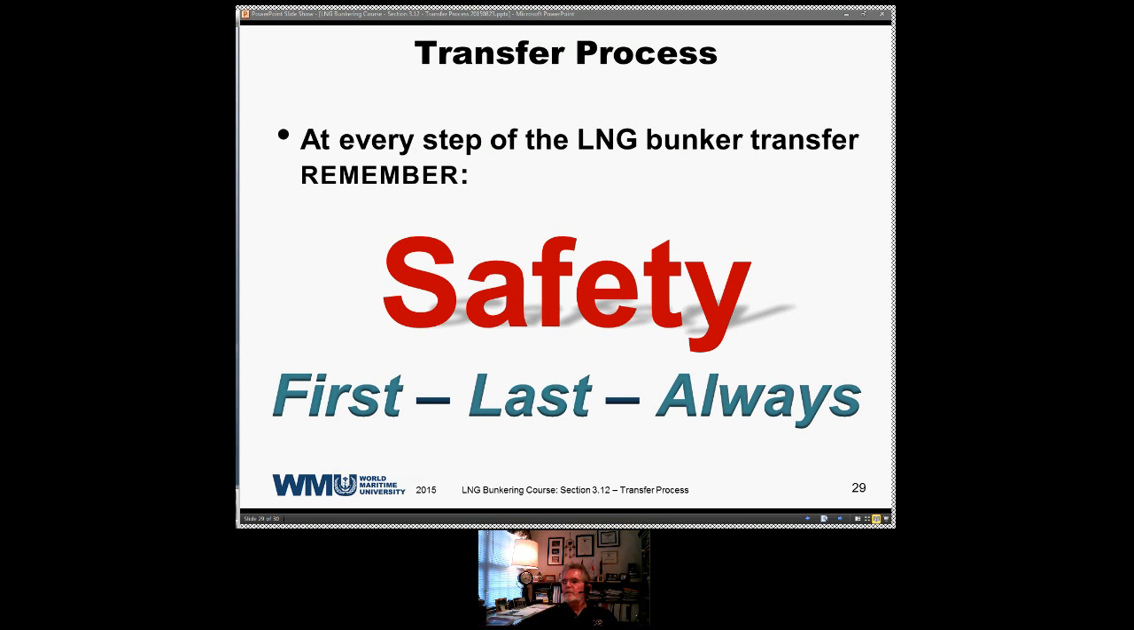At every step of the LNG bunker transfer, please remember safety first, last, and always. Again, I cannot emphasize enough that safety is such an integral part of the operation. Important, everybody becomes a member of the culture.